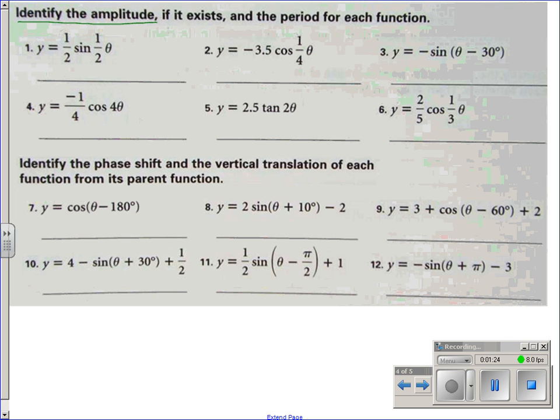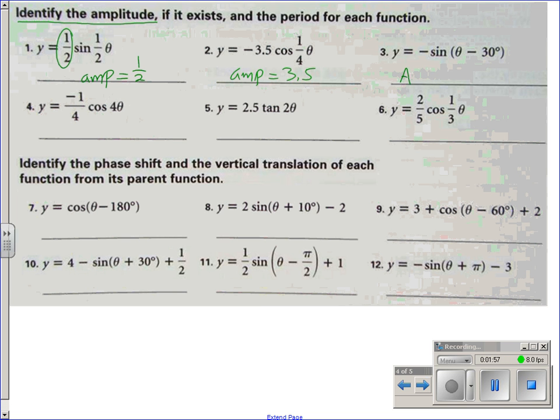So first one, amplitude. That was our a value. We just write amplitude equals 1/2. It's the number you're multiplying the trig function by. Number 2, amplitude equals 3.5. The amplitude is defined as a distance, so it's always going to be a positive number. The negative is doing a reflection. The negative really has nothing to do with the amplitude. It just has to do with reflecting it over the x-axis.